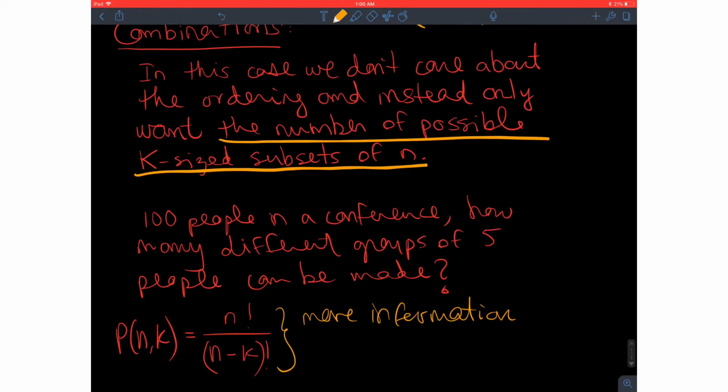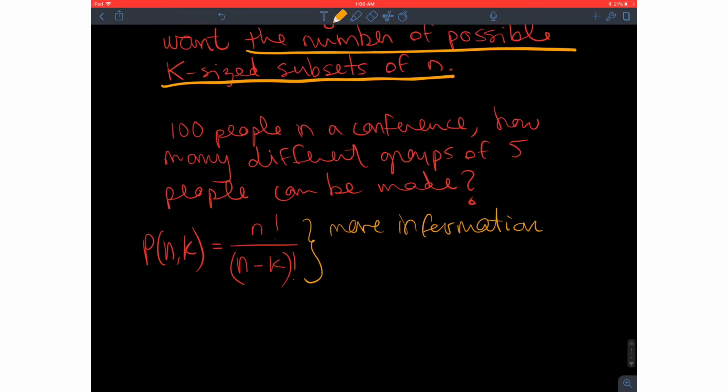So for example, 100 people in a conference, how many different groups of 5 people can be made? In this case, it doesn't matter because there's no prizes being made. It's just you're forming a group. It could be a prize raffle as well, but the group would all win the same prize, so it wouldn't matter who was picked first.